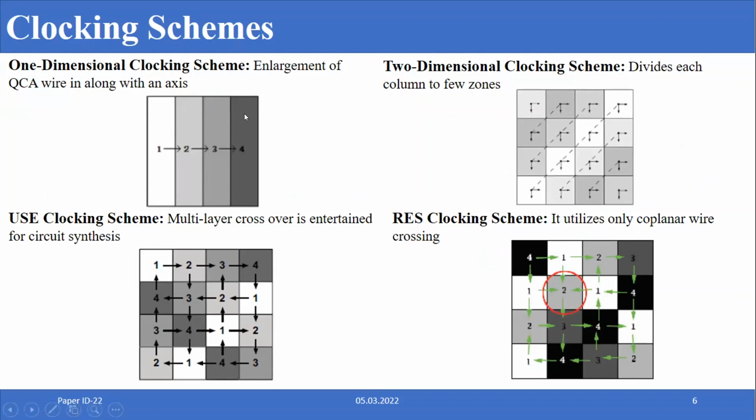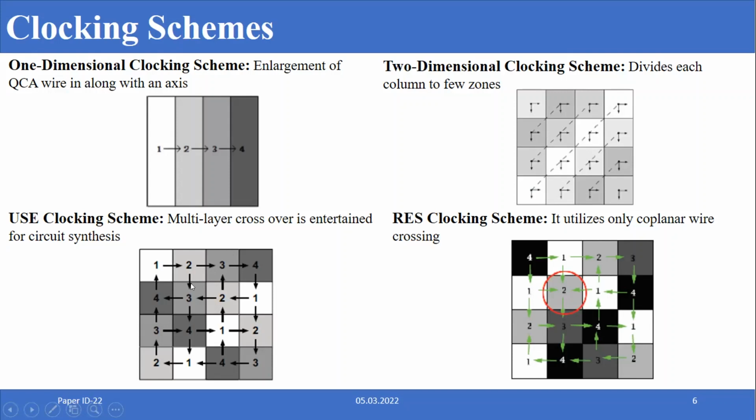If I consider one horizontal plane, then in case of the one dimensional clocking scheme, it is divided in four parts and each part represents one clock zone. In case of the two dimensional clocking scheme, each vertical space is represented as a fixed clock zone. But none of them give you a fixed or uniform shape or the feedback path. But the UAC clocking scheme is very much standard, and it is uniform in shape.